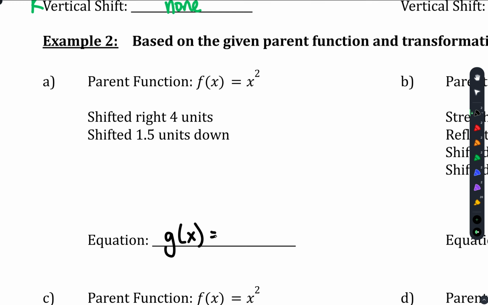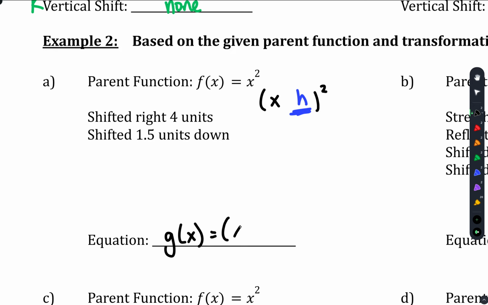Okay. I want to say that this parent function, x squared, shifts to the right 4 units and shifts 1.5 units down. Do I have an a value according to this information? No a value, so I'm going to skip right to this x squared. Now, what's weird about when we square or cube numbers is we have to put this x in some parentheses and then put the 2 on the outside because this is where my h is going to go. So I got to leave room for the h.